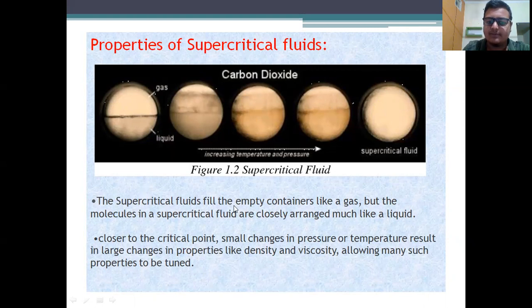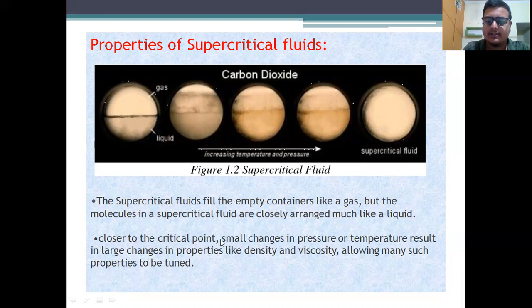So the supercritical fluids fill the empty container like a gas, but the molecules in supercritical fluids are closely arranged, much like a liquid. Which means the supercritical fluids are movable like a gas, but the molecules are much more closely arranged like a liquid rather than a gas. It behaves as a gas, but it's not a gas. It has some properties like a liquid, but it's not a liquid. It is exactly in between the gas and a liquid.